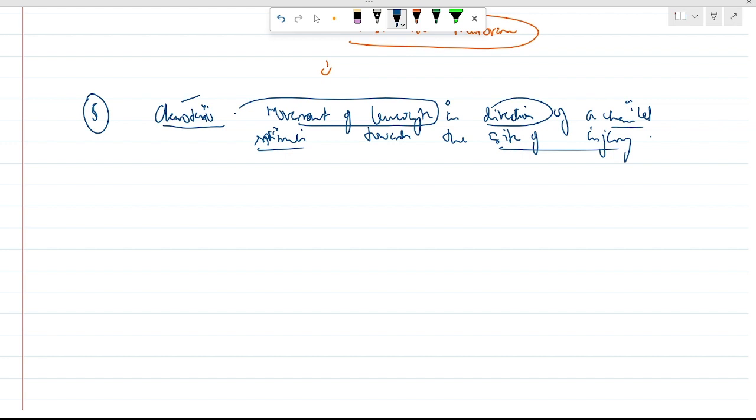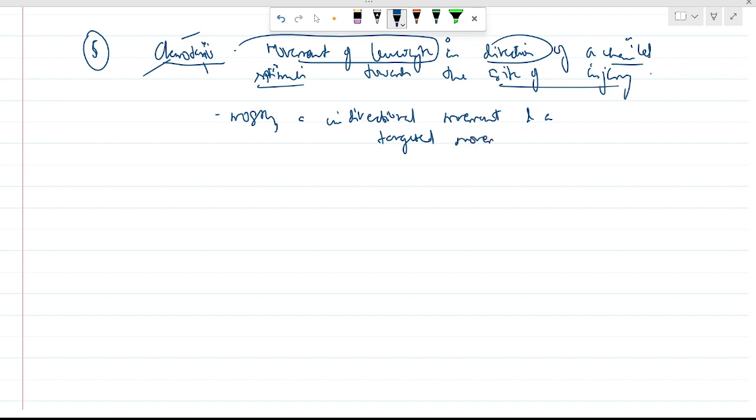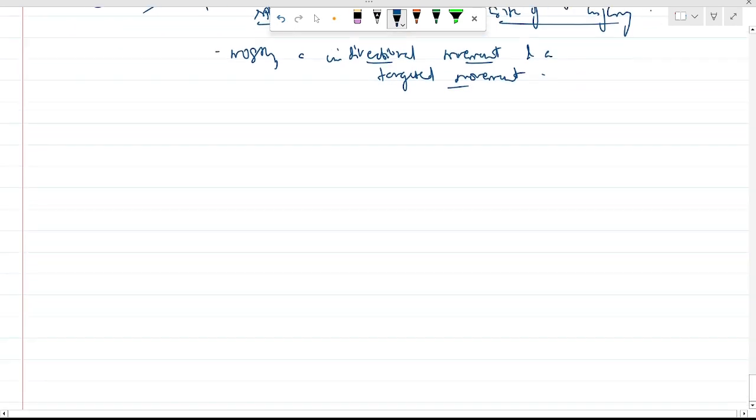This is called chemotaxis. Chemo means chemical, taxis, taxi. We need a taxi to move from one place to another. Chemotaxis, movement of leukocyte in the direction of chemical stimuli. From where is it coming? From the site of injury. This is mostly a unidirectional movement, and a targeted movement. You see some chemotactic mediators.